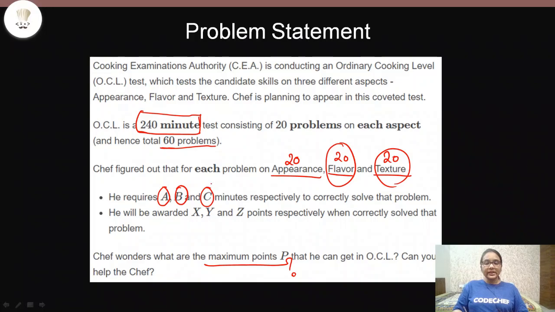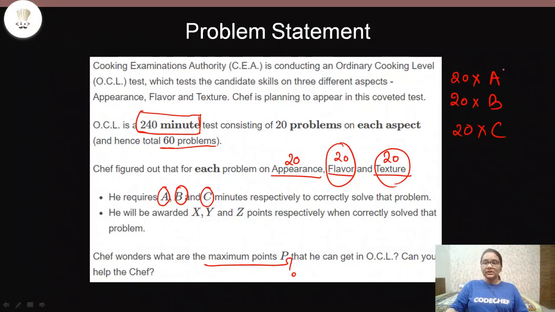Now it takes A minutes to solve a problem of appearance, right? Now if we add all of the problems and their times, for each of the 20 problems it will take A minutes, so it means 20 into A for all the problems of appearance, then 20 into B for all the problems of flavor, and 20 into C for all the problems of texture, right? This is how we are going to see the problem.